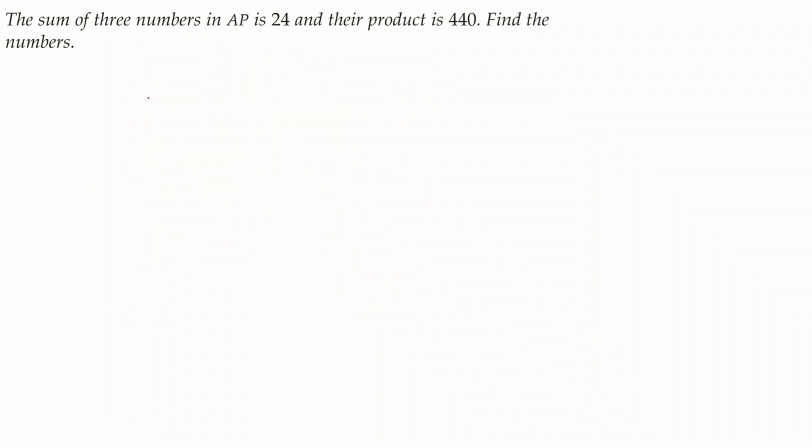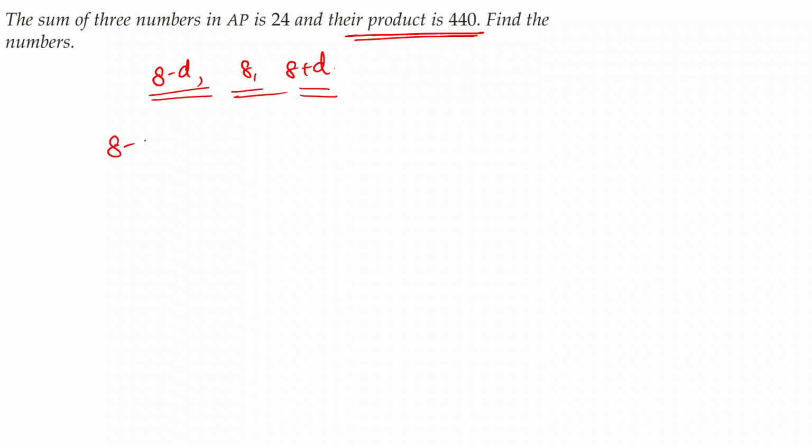So I'll write again those three numbers. It was A minus D, so it is 8 minus D, 8 and 8 plus D. These are my three numbers. I've just put in the value of A and nothing else. Now this second part will give us the value of D, and their product is 440. That means the product of all these three numbers is 440.